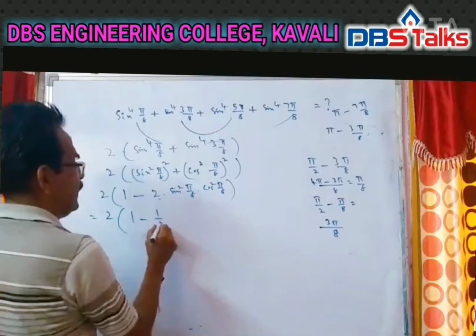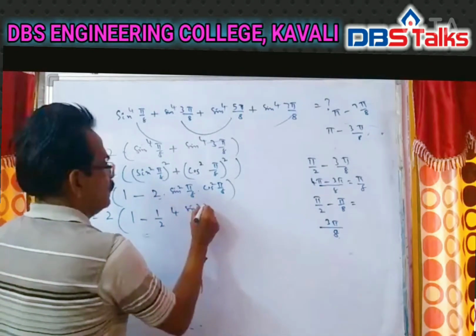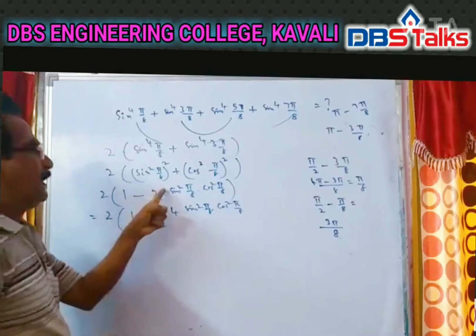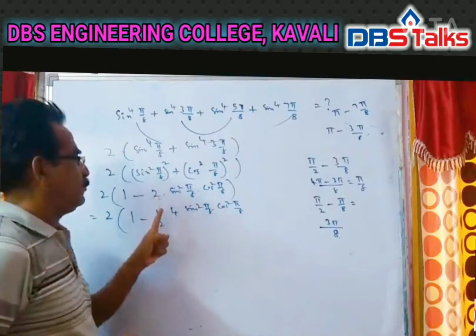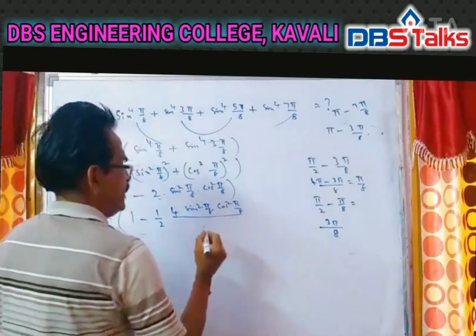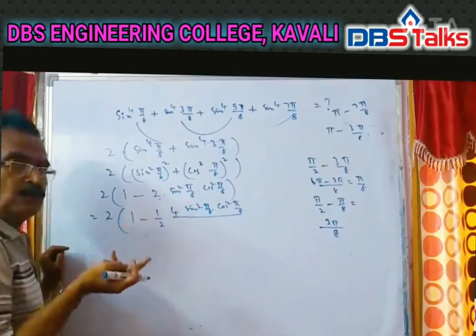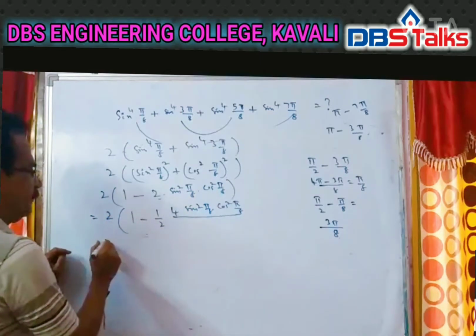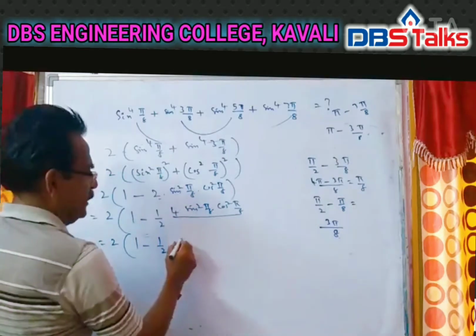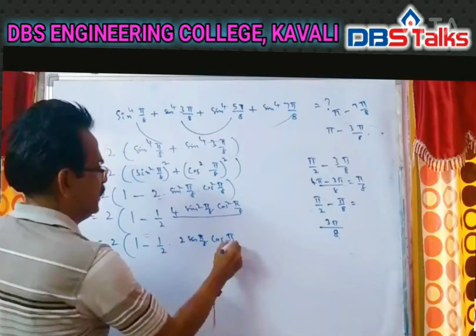This is equal to 2 into 1 minus, let us multiply and divide by 2, 1 by 2 into, this becomes 4 sin square pi by 8 into cos square pi by 8. Multiplied by 2 and divided by 2, 2 can be written as 1 by 2 into 4. This expression, friends, 4 sin square pi by 8 into cos square pi by 8 is equal to 2 sin pi by 8 into cos pi by 8 whole square. So 2 into 1 minus 1 by 2 into 2 sin pi by 8 into cos pi by 8 whole square.